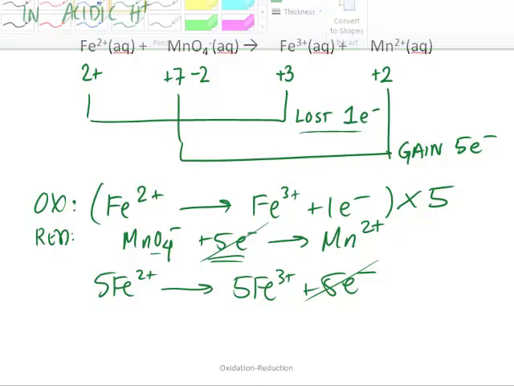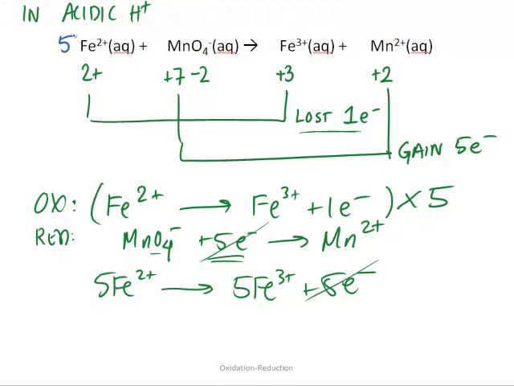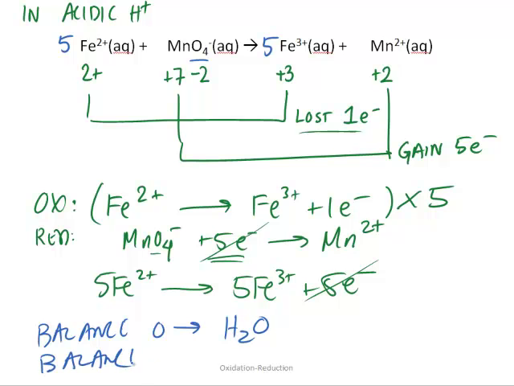Okay, so if I go back up to my total equation, I know I need coefficients here of 5 for iron plus 2 and 5 for iron plus 3. And now what I'm going to do is balance oxygens. Okay, in acidic conditions, I'm going to balance oxygens with water. And then I'm going to balance my hydrogens with H pluses that I have available in solution. Okay, so I have 4 oxygens on the left side, so I know I need 4 oxygens on the right side, so I can add 4 waters.